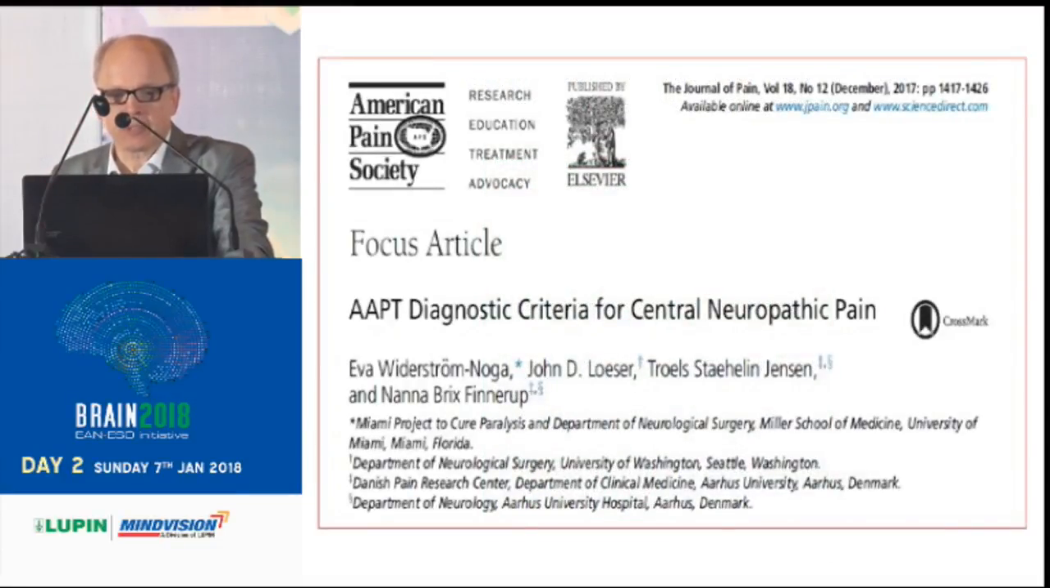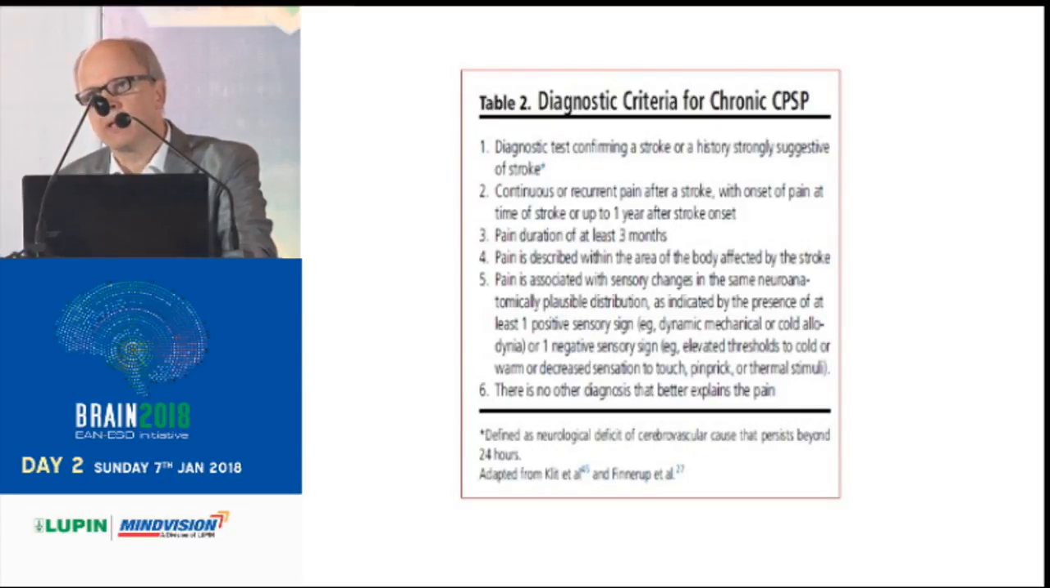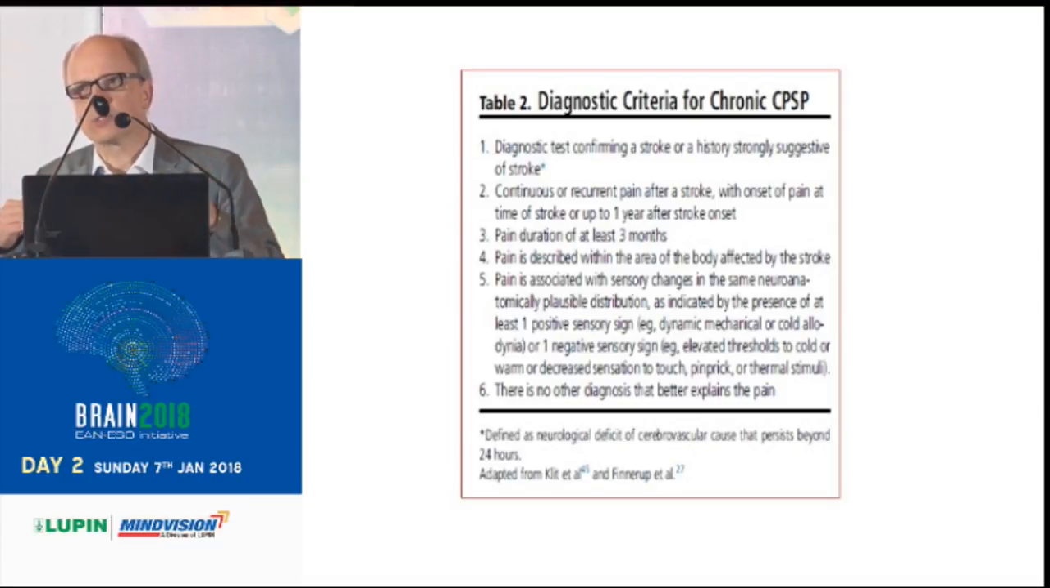So this is the recent diagnostic criteria, and quite many of these authors were from Denmark, also some from the USA. So this was a combined working group of the American Pain Society and the Research, Education, Treatment and Advocacy Institution. And they just published it in December last month in the Journal of Pain. So these are the suggested new criteria for chronic central post-stroke pain. It's almost the same as the one published 8 years ago, but there are some aspects which are now more clearly made in this new criteria.